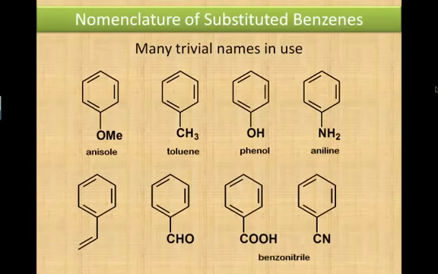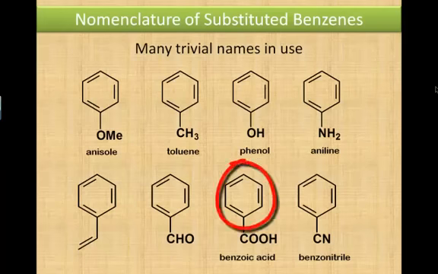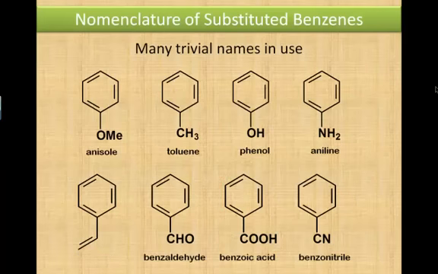The next set are benzonitrile, benzoic acid, and this one actually kind of makes some sense because you have a benzene ring attached to a carboxylic acid. Benzaldehyde, this one makes sense too because you have a benzene ring attached to an aldehyde group. And then we have styrene, which doesn't make much sense at all. But you have seen this before when we talked about polymerization. Polymerization of styrene gives you polystyrene.